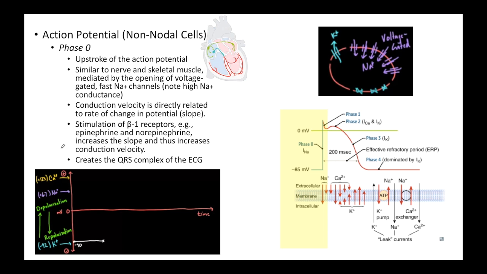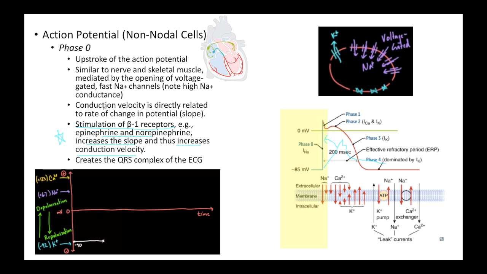And some pharmacological attachment here: stimulation of beta-1 receptors. If you have someone taking epinephrine or norepinephrine, it can increase the slope and increase conduction velocity. So if we were over here taking those drugs, we'll bring back up the speed and slope of phase zero, allowing for the heart to pump faster.